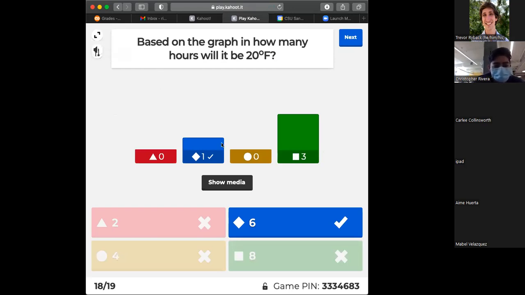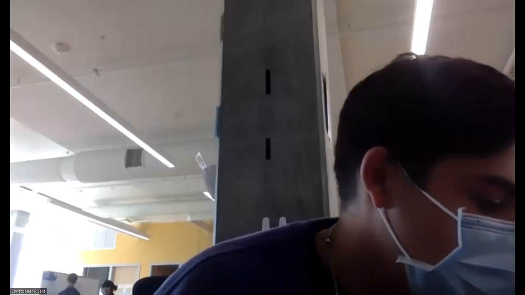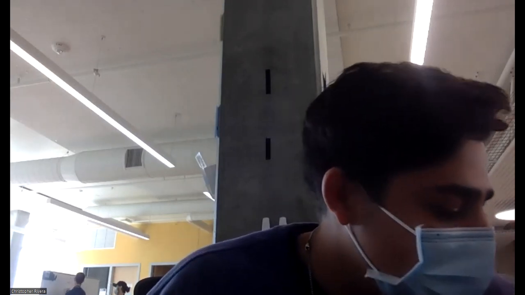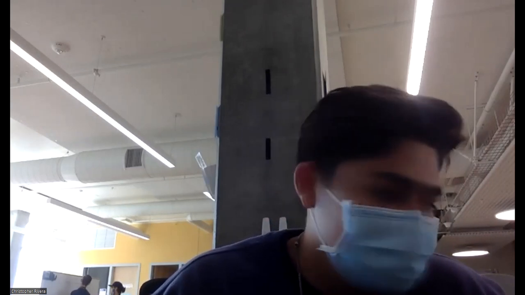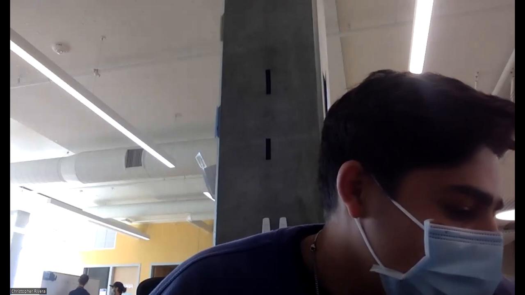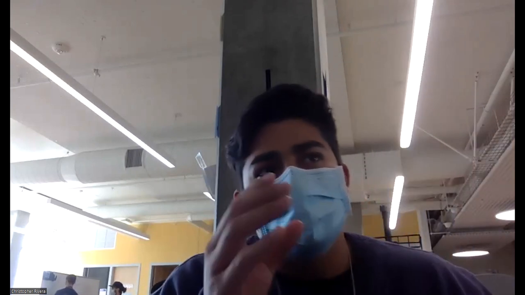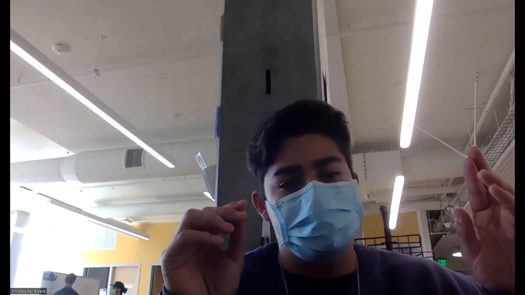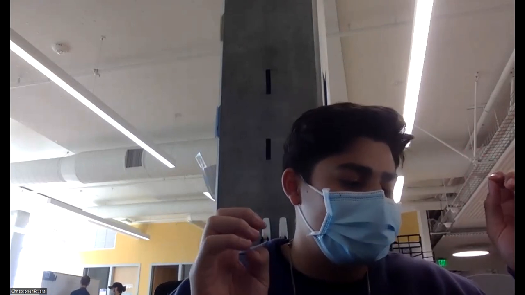Perfect, good job, guys. So for that one, sorry, I don't have a picture of that graph, so it's going to be hard to explain. But essentially, if you looked at the graph around 20 Fahrenheit, just visually, and connected down to the x-axis, that would give you 6. That's the only visual explanation I can give. If you have any other questions on that, please put them in the chat or ask right now.